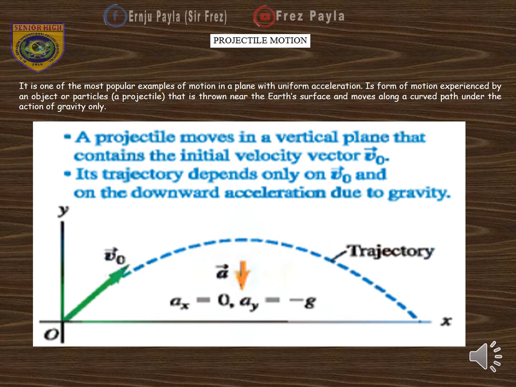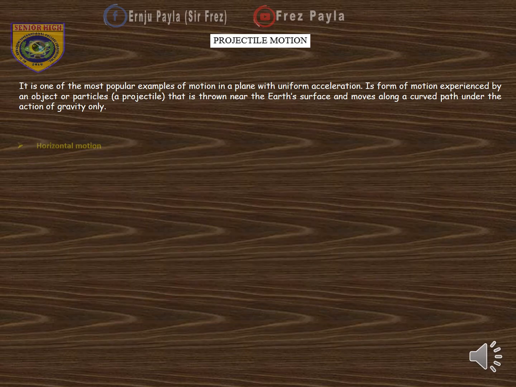Nakikita niyo yung arrow na to, color orange or yellow yan sa inyo. Yan siya. Diyan yung makikita kung gaano kahaba yung height niya. So we have horizontal motion.